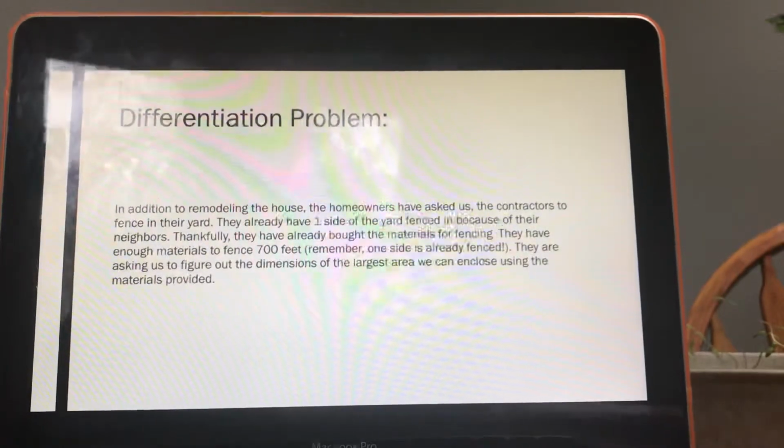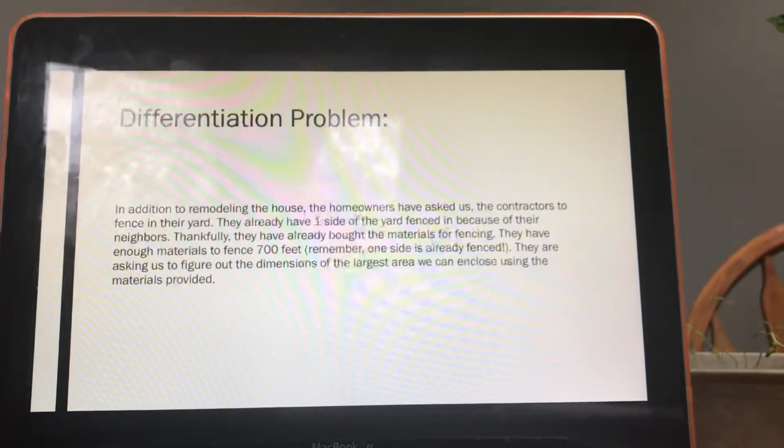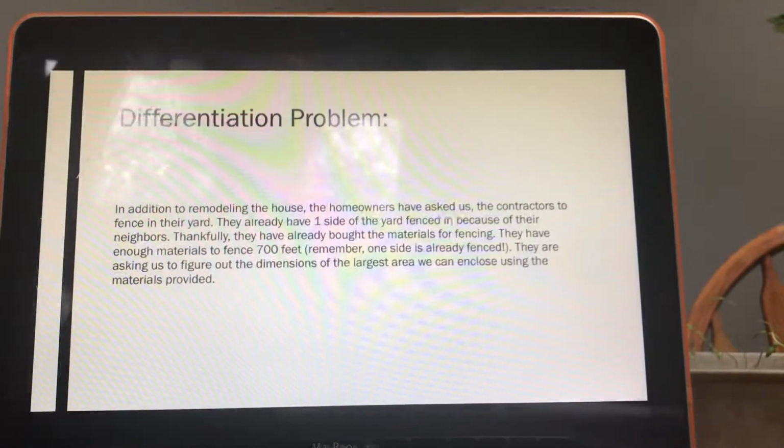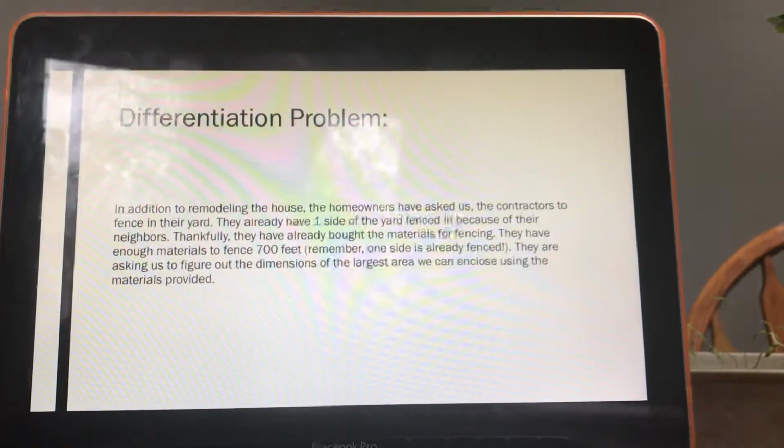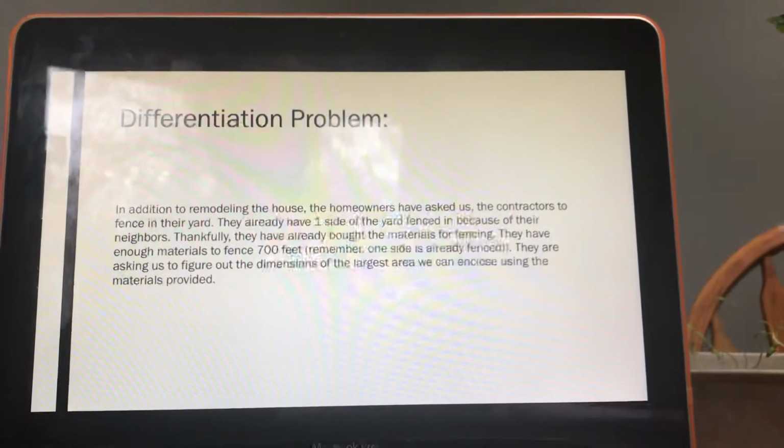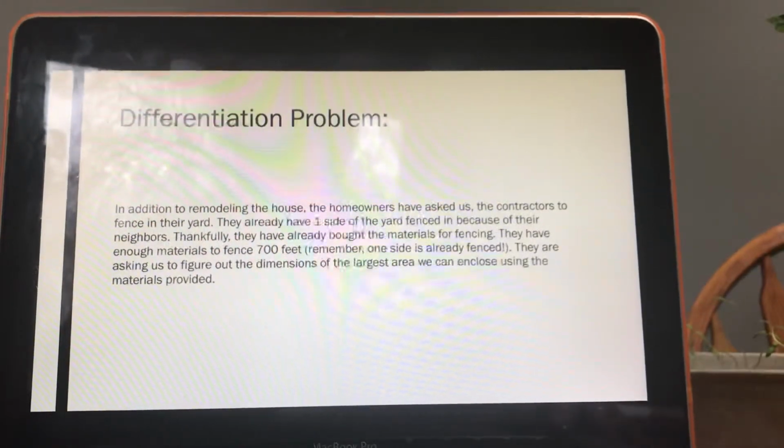So moving on to the differentiation problem. In addition to remodeling the house, the homeowners have asked us, the contractors, to fence their yards. They already have one side of the yard fenced because of their neighbors. Thankfully, they have already bought the materials for fencing. They have enough materials to fence 700 feet. Remember, one side is already fenced by the neighbor's fence building. They are asking us to figure out the dimensions of the largest area we can enclose using the materials provided.